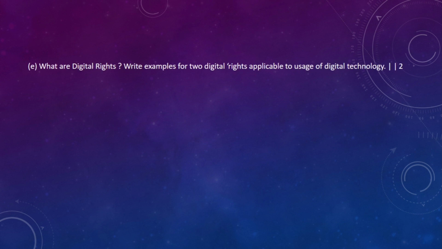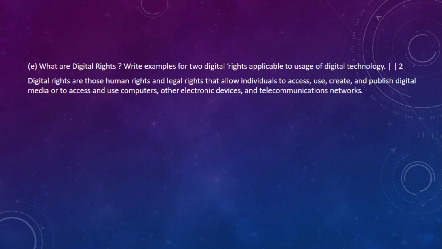Okay, what are digital rights? Give example of two. Digital rights are those human rights and legal rights that allow individuals to access, use, create and publish digital media, or to access and use computers or other electronic devices and telecommunication networks. Okay. And now in this context, two digital rights are rights to online privacy and freedom of expression.